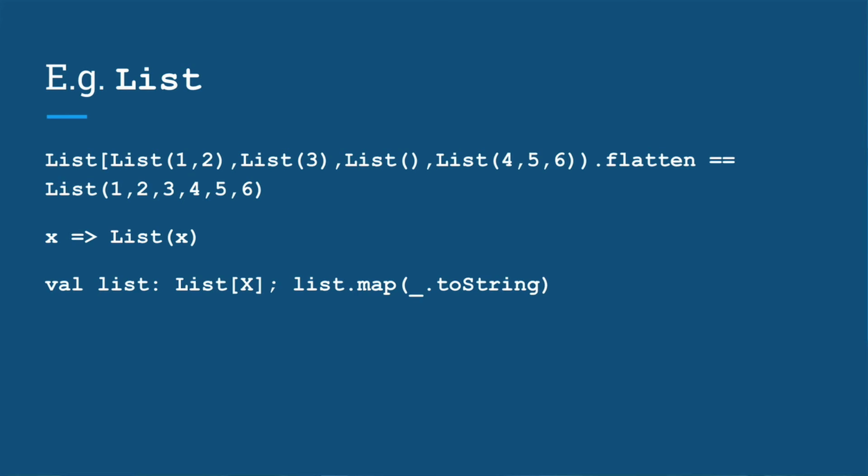Again, what's flattening for list? Well, if I have a list consisting of lists 1, 2, and 3, and an empty list, and 4, 5, 6, the result of flattening would be this. And this is the unit, right? A singleton list.